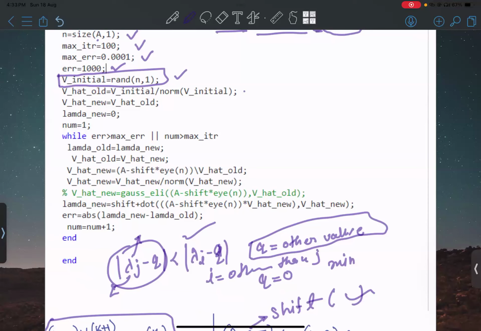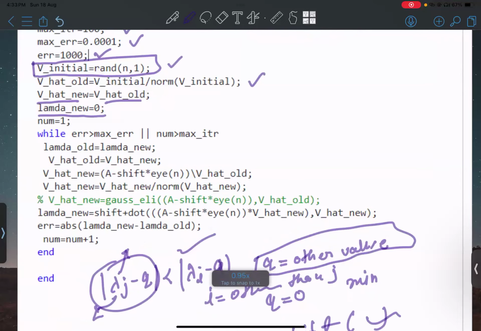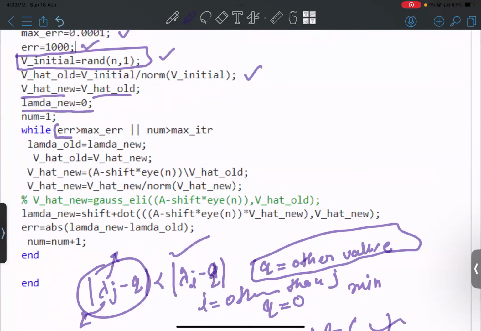Then I have normalized it and defined v hat new equal to v old, and initial lambda new equal to 0. Now, while my error is greater than the maximum allowed error, or my number of iterations is within the maximum allowed iterations, my while loop will run. First, I will define lambda old equal to lambda new, meaning I am doing lambda k plus 1.